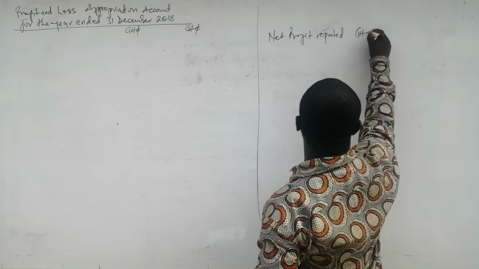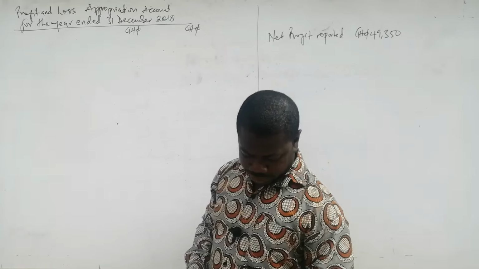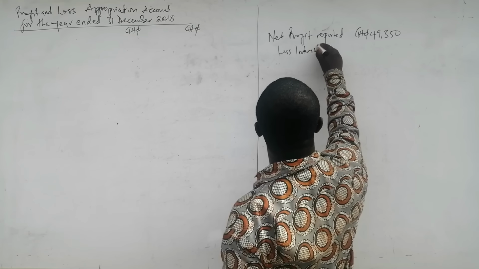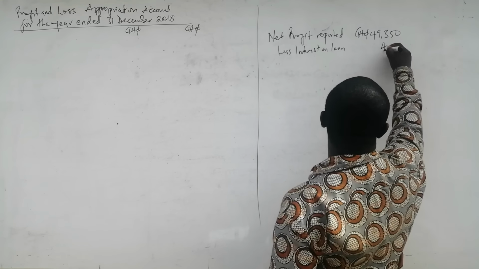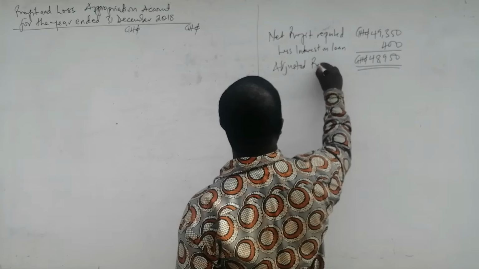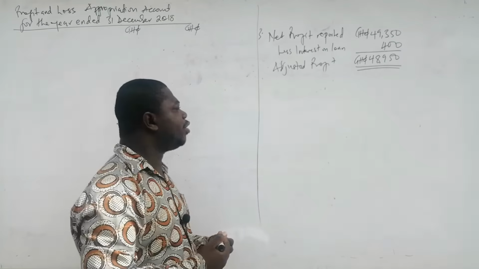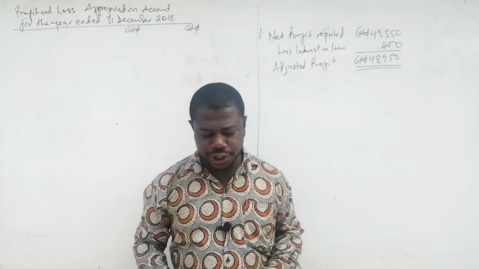And so we can just say net profit reported. The net profit reported was 49,350 according to the question. And then we less our interest on the loan. The interest on loan is 400, and so we are going to have 48,950 as our adjusted profit. So you have to show this as a working, or you can just adjust it straight away before you begin your account. So this is our third working, the adjustment of the profits.